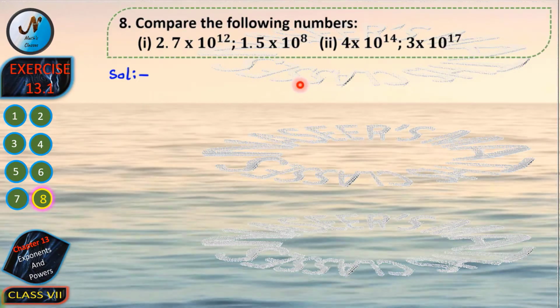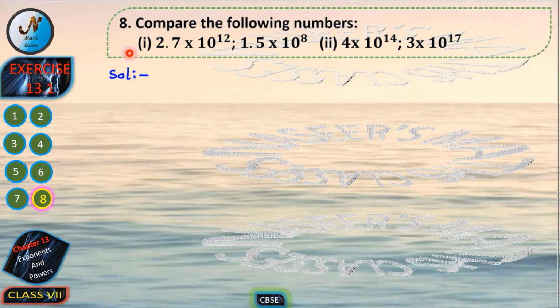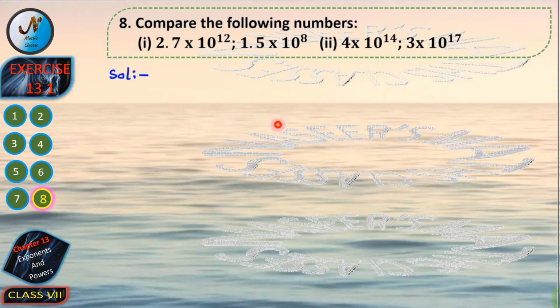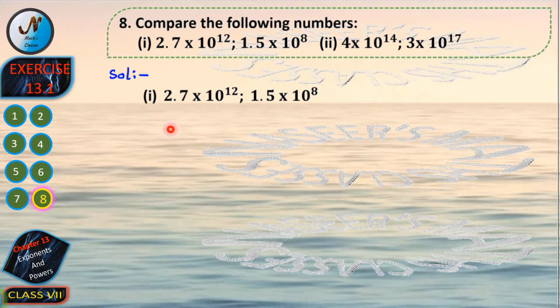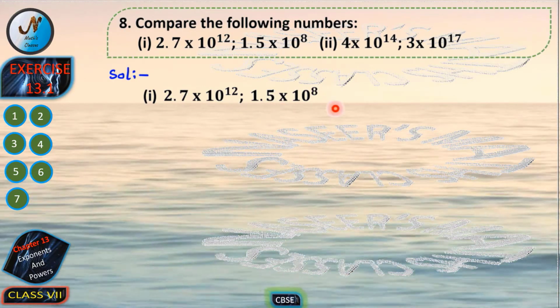Now we are going to solve 8th problem of exercise 13.1. In this problem it is given that compare the following numbers. Here total 2 bits are given. So in first bit we have two numbers, that is 2.7 into 10 to the power of 12 and 1.5 into 10 to the power of 8.